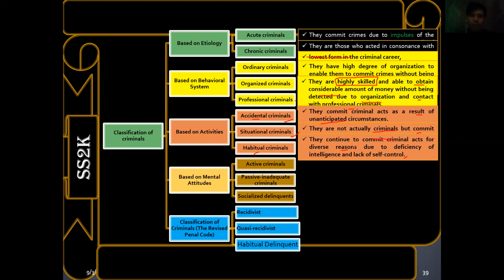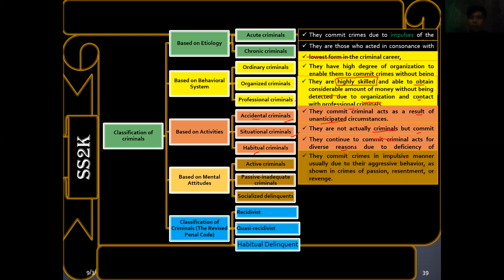Okay? Based on mental attitudes, kanilang pag-iisip, we have active criminals. Those who commit crimes in an impulsive manner, usually due to aggressive behavior, kaya nga sinabing active, no? As shown in their crimes of passion, resentment, or revenge. Okay? So, talagang active, no? Yung criminal, sobrang harsh, kumbaga. Ayan, no? Active. Aggressive.